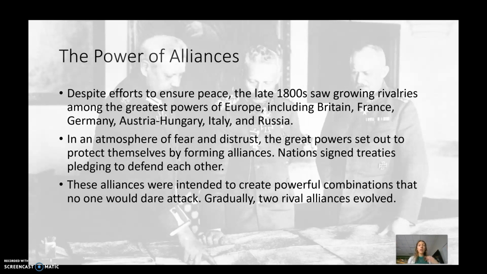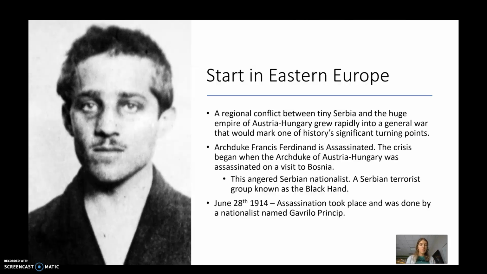In an atmosphere of fear and distrust, the great powers set out to protect themselves by forming alliances. Nations signed treaties pledging to defend each other. Allies were being built. They were intended to create powerful combinations that no one would dare attack. But gradually, two rival alliances evolved.